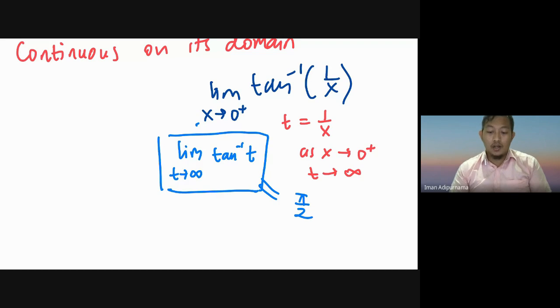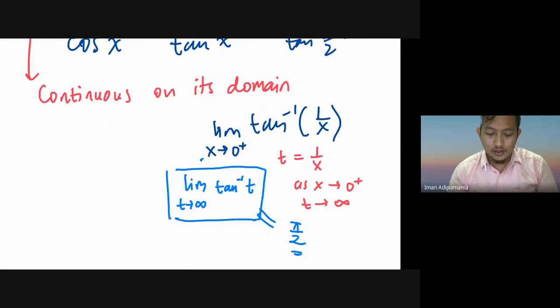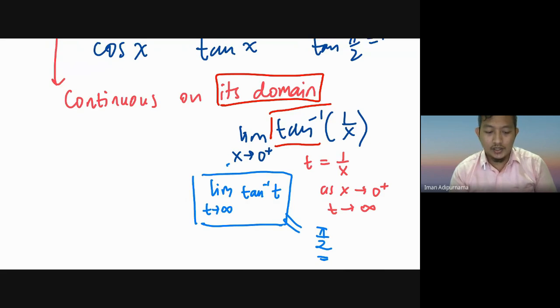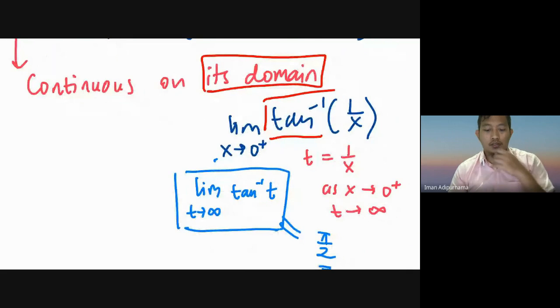Why is the answer just pi over 2? Because by default, you remember the tangent inverse, we already restrict the domain. So that's why it is continuous on its domain. That's what it means.